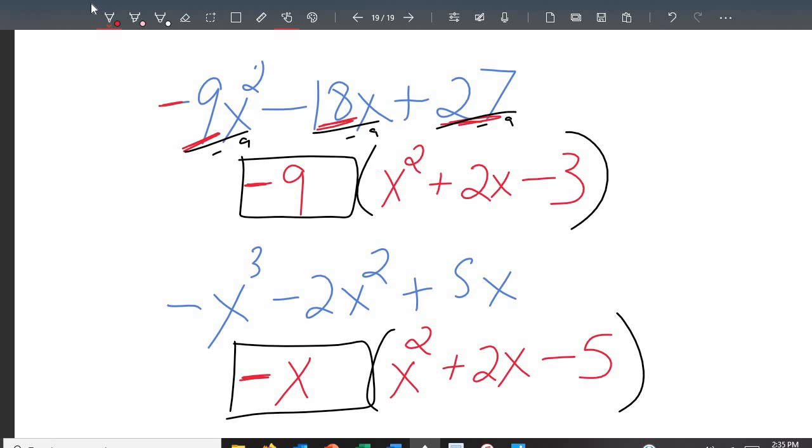We will use negative GCFs coming up in the next type of factoring. So make sure you pay attention to this. Listen to this as many times as you need to.